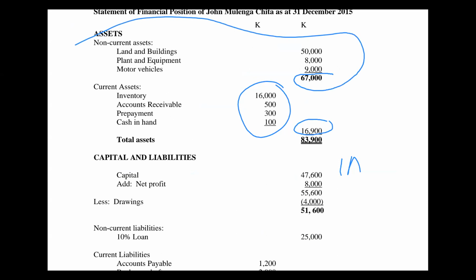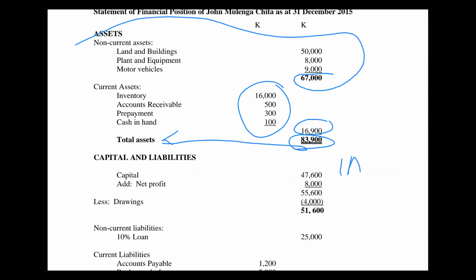Then you add them together to form the total assets. And the total assets are here. So when you add the fixed assets plus the current assets, you form the total assets, just like that. Then from there, you have capital and liability here.